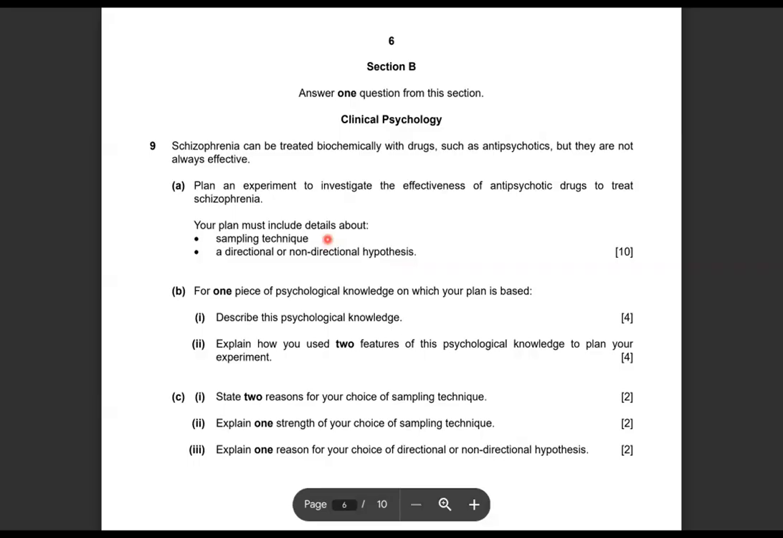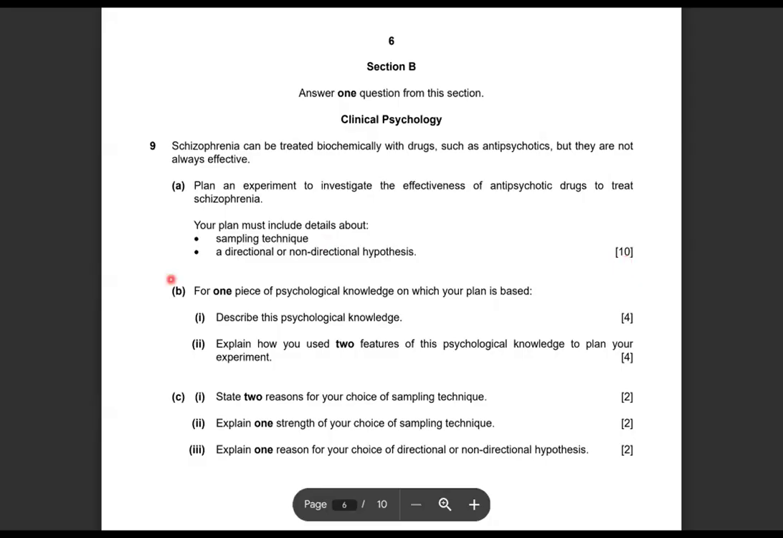And naturally, if it's an experiment, you can talk about the IV. Let's say, for example, one group is getting the antipsychotic drugs, the other is getting a placebo, so there'd be a control group. You can say it's an independent measure design, talk about controls, talk about some ethical guidelines, talk about how you're measuring the symptoms over time, which would be the DV. So all of those details, which you normally would put in a 10-mark design study experiment, you would include.